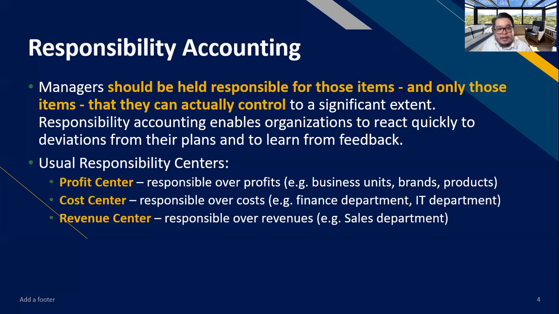The cost centers, on the other hand, are responsible over costs only, like the finance department, IT department, and so on. And profit centers are responsible over profits. So that's usually business units, brands, or products. Okay, so they are accountable for both revenues and expenses.